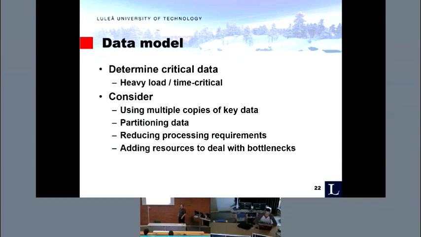Reducing processing requirements in terms of how to process the data, and we talked about lowering the sampling rate and all those things as well, making things more efficient. And of course, adding more resources.